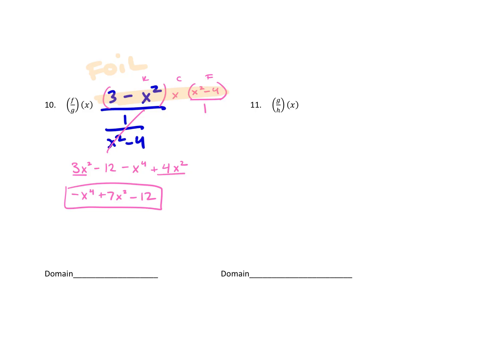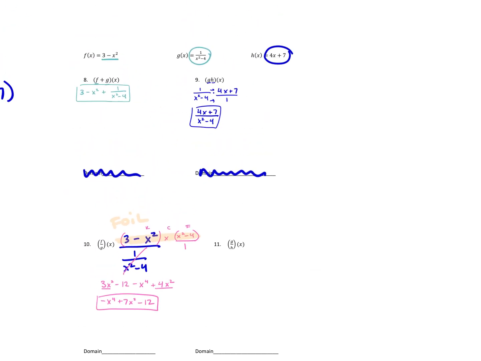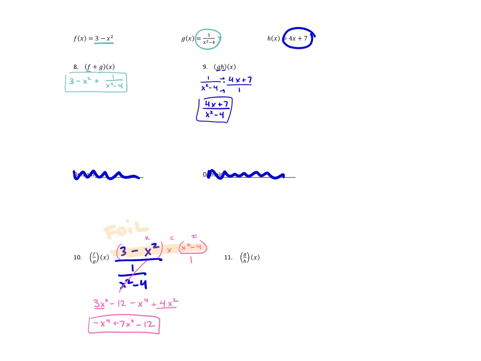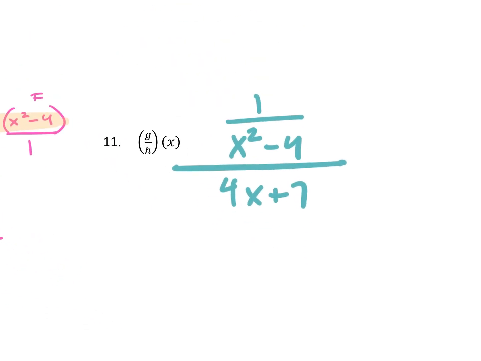So with number 11, we have g divided by h. So starting with g, that is 1 over x squared minus 4, divided by h, which is 4x plus 7. What do we do when we have a fraction in a fraction? Keep, change, flip. We're going to keep the top, change to multiplication, and flip the denominator. Our denominator is technically just a whole number here. It would be over 1. When I flip it, we'd get 1 over 4x plus 7.